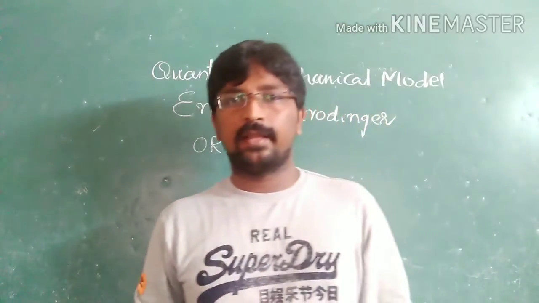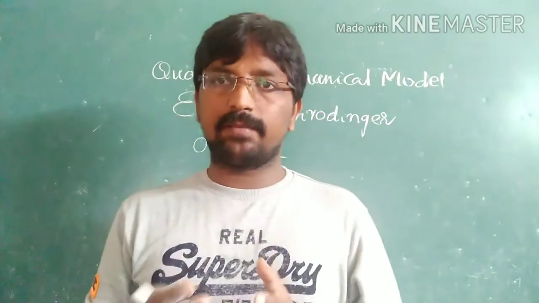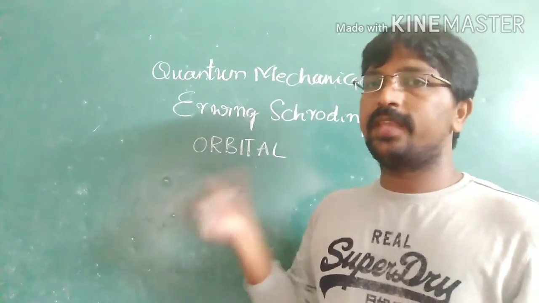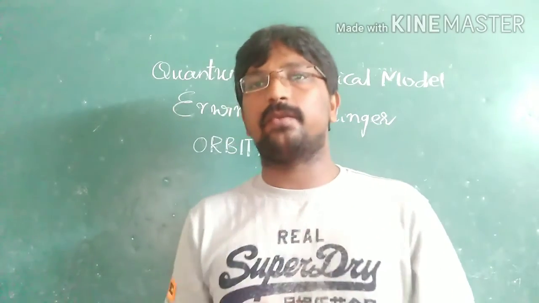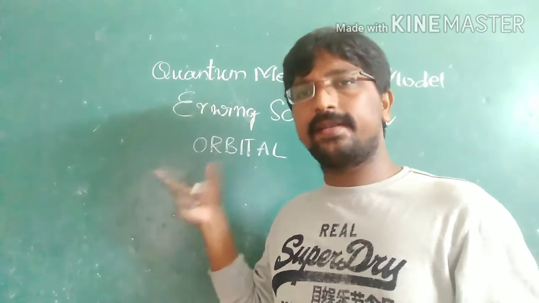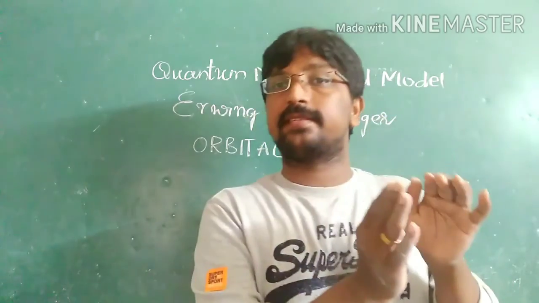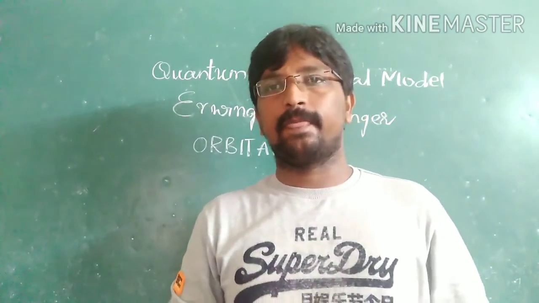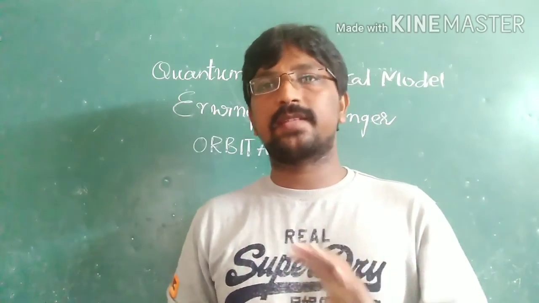Orbital is nothing but the region where the probability of finding the electron around the nucleus is maximum. There we can find the electron in the space around the nucleus. That particular space is said to be an orbital. So around the nucleus there are a few spaces to find the electrons. So this is about Erwin Schrödinger's model, and Bohr's and Sommerfeld's models.